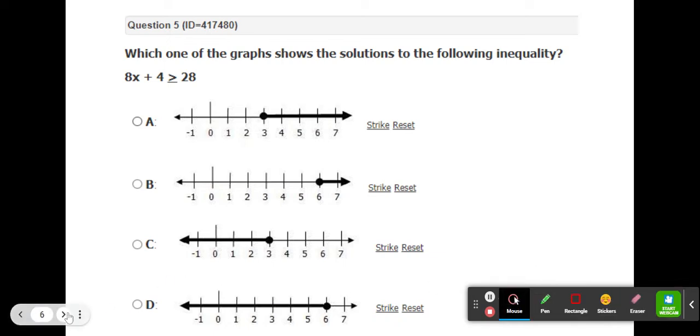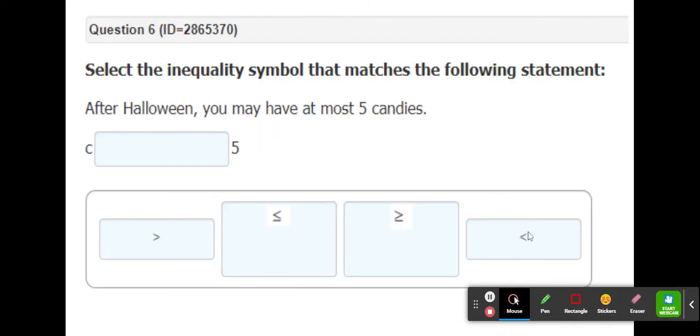All right, number 6. Select the inequality that matches this symbol. You have at most. If you have at most 5 candies, then you can have 5 or less. So you could be equal to 5, but the most you can have is 5, then this number has to be less. So the number of candies you have is less than or equal to 5. That's what at most means. You can have at most 5.